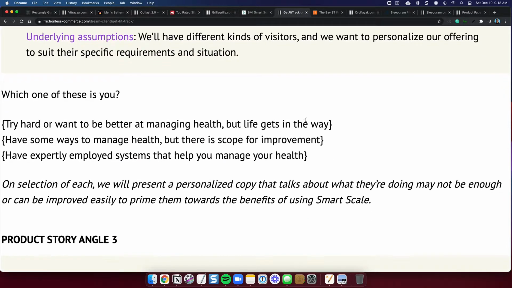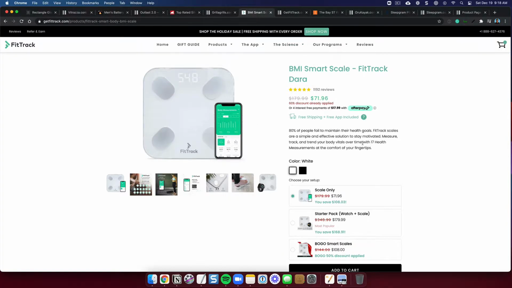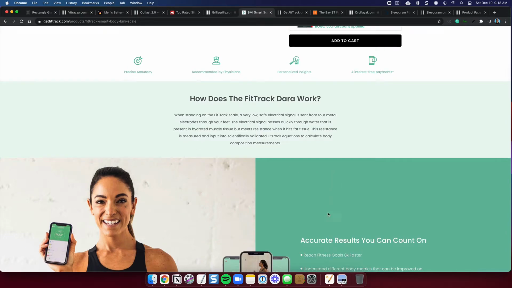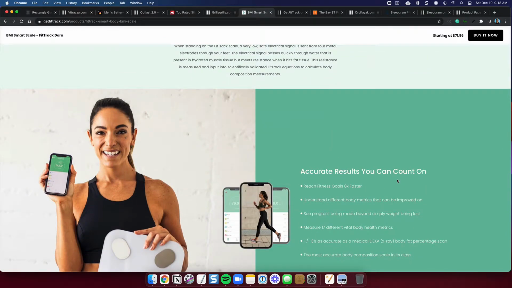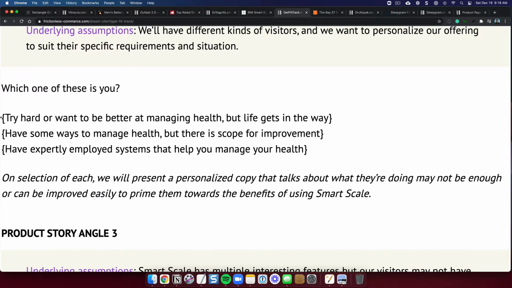So how do we use active participation? Here, what we've done is we weave this into the conversation. This is an important point. The purpose of active participation isn't to just show a wizard. That's not going to work. What's going to work is you start your description over here or maybe over here, and then at some point weave into that conversation some of these qualifying questions. So the qualifying question over here is: please tell us what best describes you. I try hard or want to be better at managing health, but life gets in the way. Have some ways to manage health, but there is scope for improvement. Or have expertly employed systems that help you manage your health.